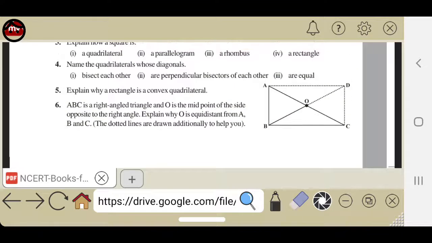Why is O equidistant from A, B and C? O is the midpoint of A and C, so OA equals OC. Then it is a parallelogram, so OB equals OD. So O is equidistant from A, B and C.